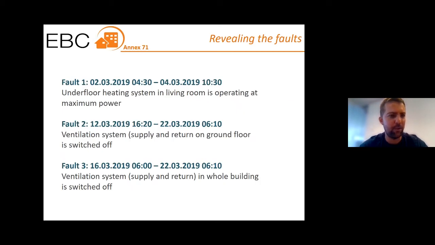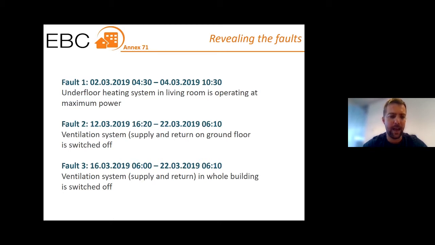We actually found that, or participants found that in the end, we didn't introduce 2, but actually 3 faults to the building. The first fault was that we introduced the fact that the underfloor heating system in the living room was continuously operating at maximum power. So sort of a valve malfunctioning between March the 2nd and March the 4th, 4:30 in the morning and 10:30 in the morning. And then the second fault that we thought we introduced was the fact that the ventilation system, the supply and the return on the ground floor level, was switched off between the 12th of March and the 22nd of March.